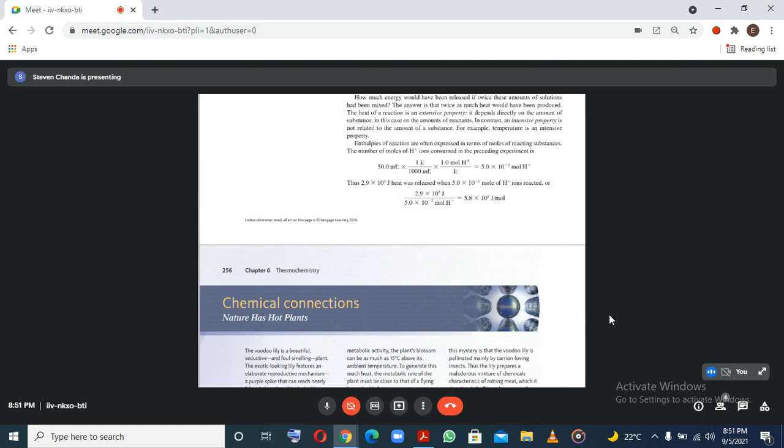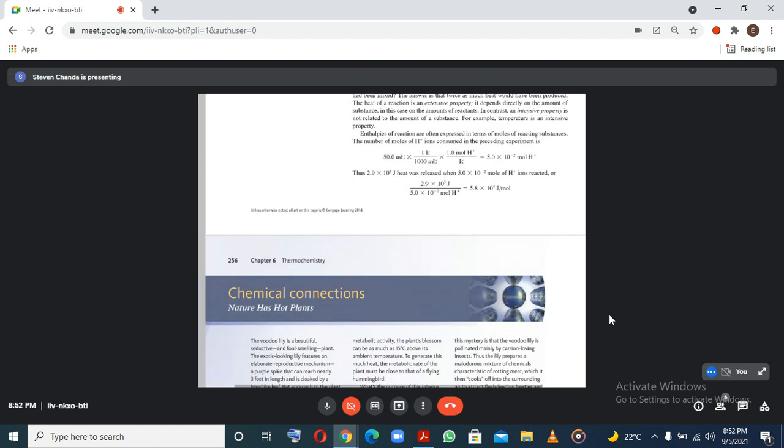But anyway, the take-home message is that the heat of a reaction is an extensive property. Therefore, we always want to quantify with regards to moles, because moles is simply the amount of substance, right? So we have to relate this energy that has been released and quantify it in terms of moles, okay? So enthalpies of reactions are often expressed in terms of moles of reacting substances. I've explained why.